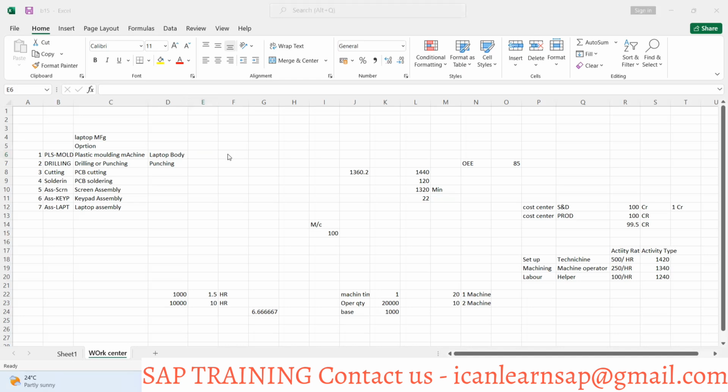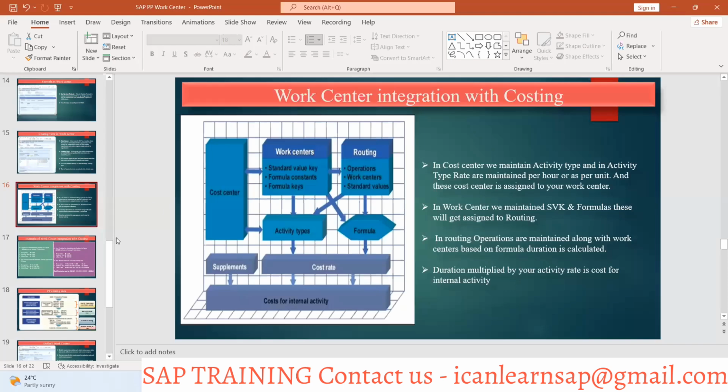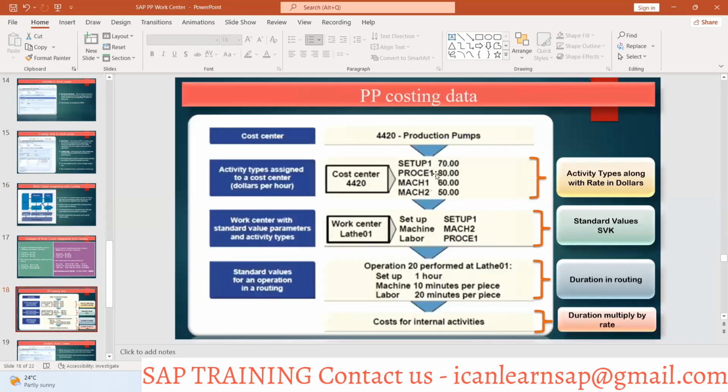Yes, sir. Okay. Let's have one more example here. Suppose you have some cost centers. These are the different rates, 70 rupees, 80 rupees, 60 rupees per hour. Now this work center Lathe 01 is going to use setup time, machine time, and labor time. Only 3 parameters.